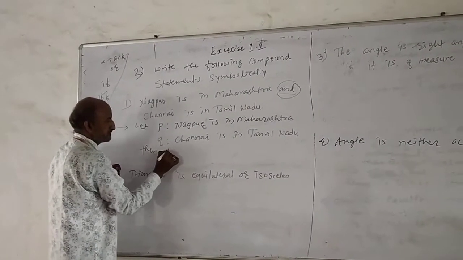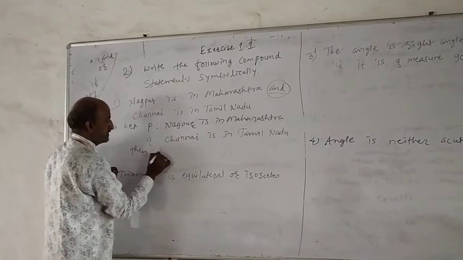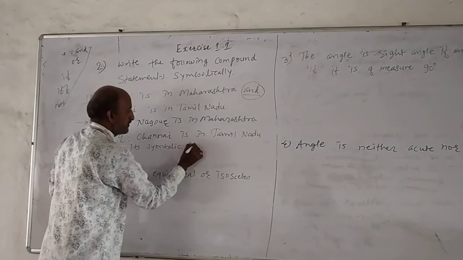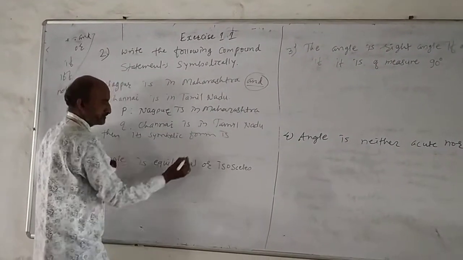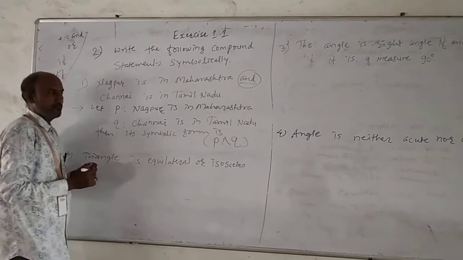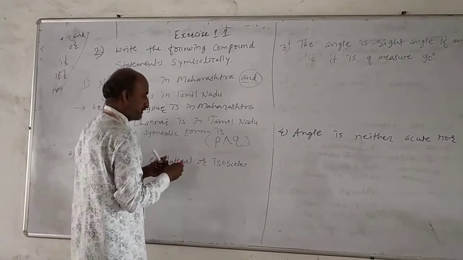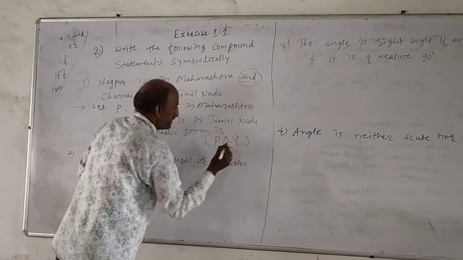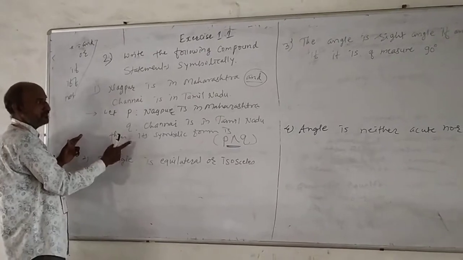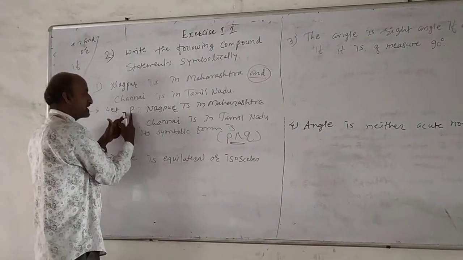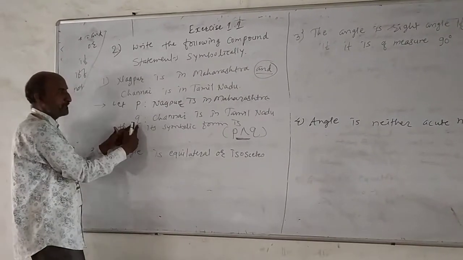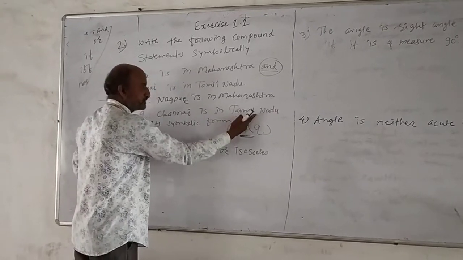Its symbolic form is very simple, that is P and Q. P and Q. This is the symbolic form. Whenever a question is asked for 2 marks in the examination, at that time you have to consider the first statement, that is P, Nagpur is in Maharashtra, and the second statement Q, Chennai is in Tamil Nadu.